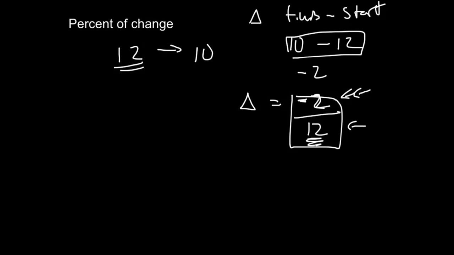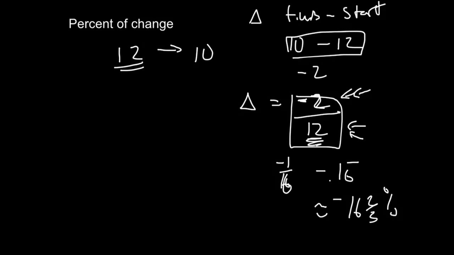This number right here is this beginning point. It's the reference point. It's the start. It's about where you began before this change occurred. The change is negative 2. The reference point is 12, so it's negative 2 over 12, which is also negative 1/6, which is negative 0.16 repeated, which is exactly equal to negative 16 2/3%.